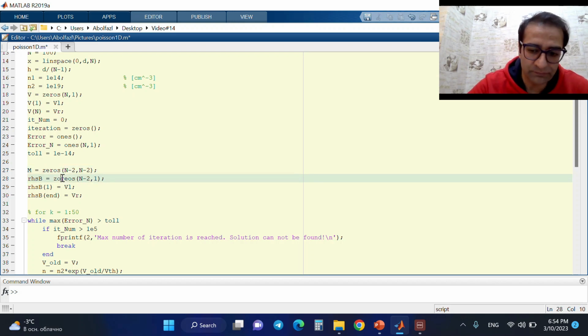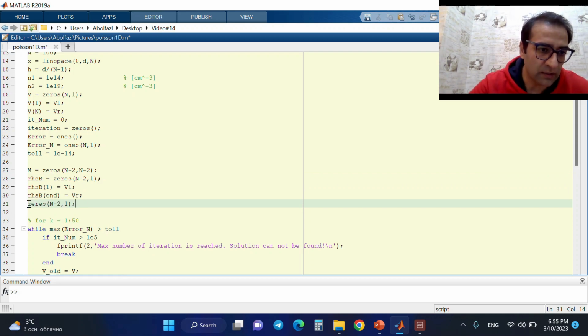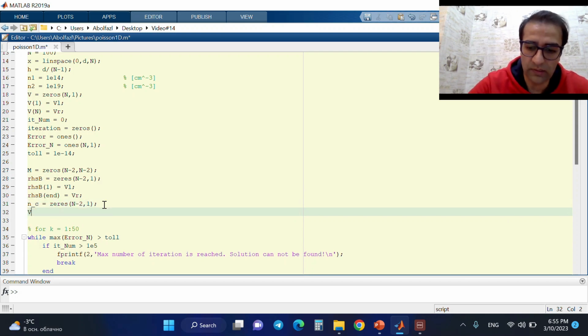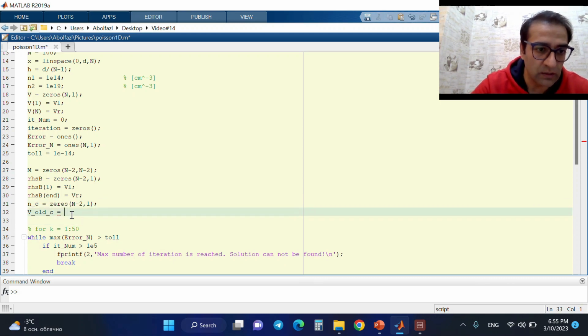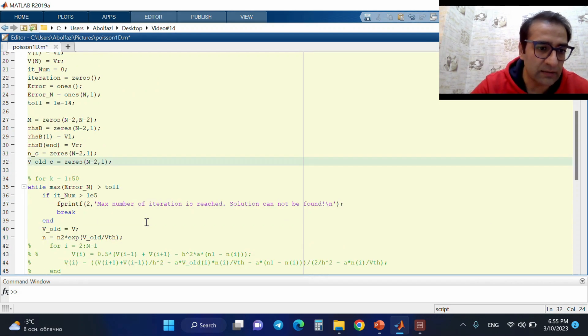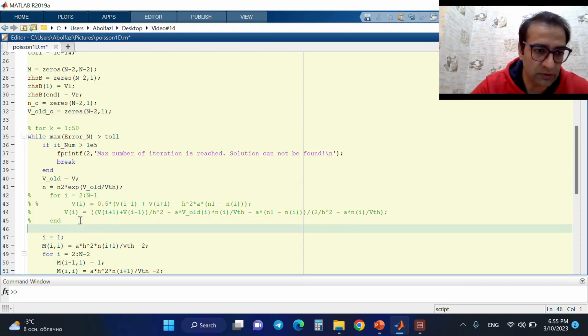Okay, therefore I just copy this one, Control C and Control V, and I define N underline C with some zeros, minus 2 and 1. Also V underline old underline C again with zeros and 2, minus 1 and 1. Control C, Control V. And here, or here, no matter, let's put it here.